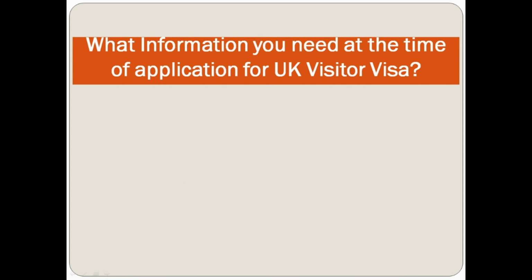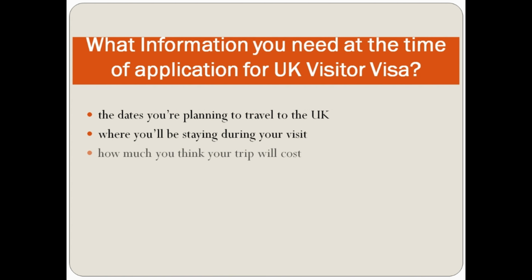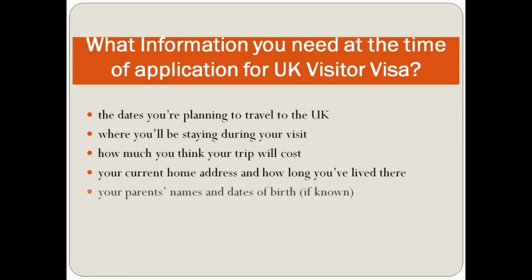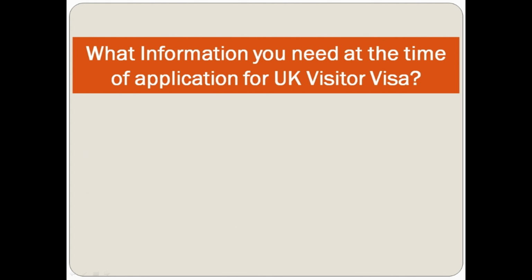What information do you need at the time of application for the UK visitor visa? The dates you are planning to travel to the UK, where you will be staying during your visit, how much you think your trip will cost, your current home address and how long you have lived there, your parents' names and dates of birth if known, how much you earn in a year, details of any criminal, civil, or immigration offenses you may have committed.